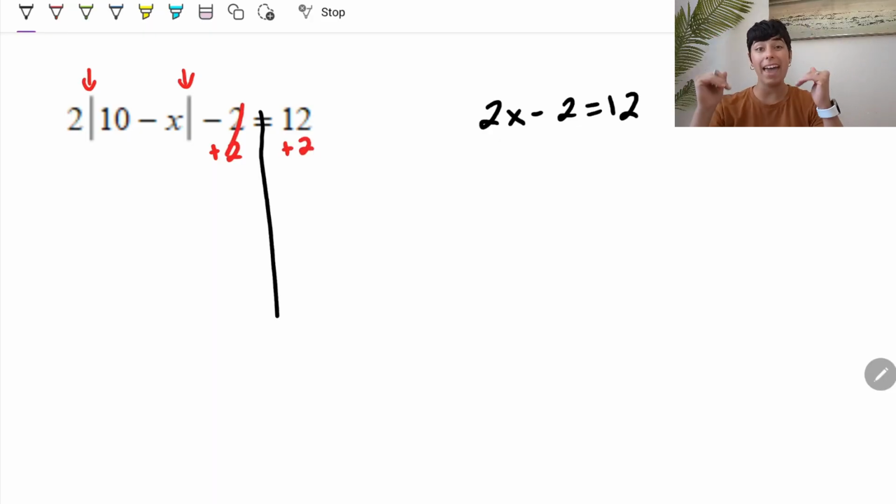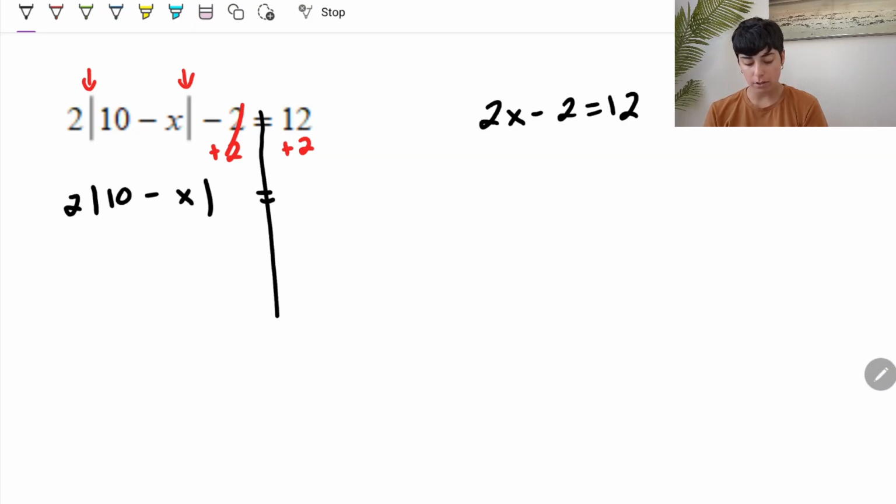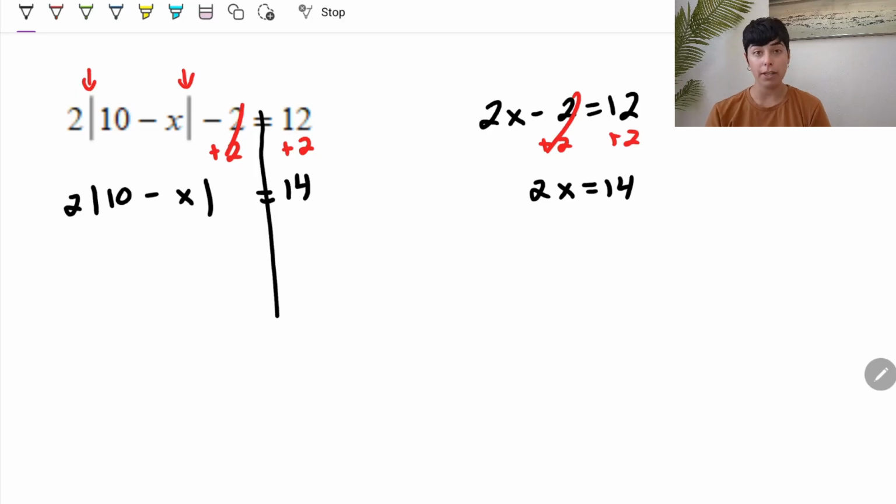And then we copy everything down. So we're looking at 2 times the absolute value of 10 minus x is equal to 14. Now from here, if we go to our kind of pseudo equation over here, on the equation on the right, I would divide by 2 to get my variable by itself. So we're going to do the same thing on the left side.